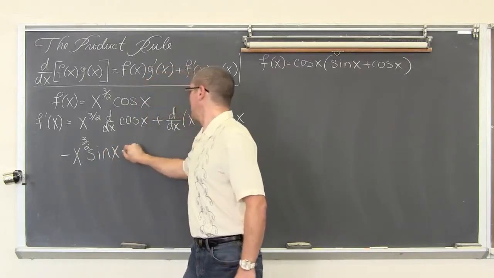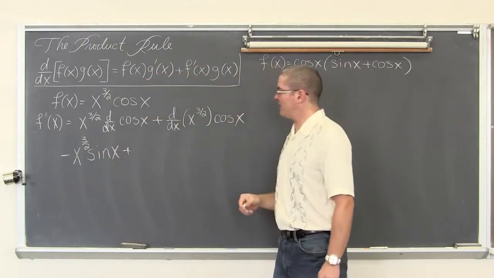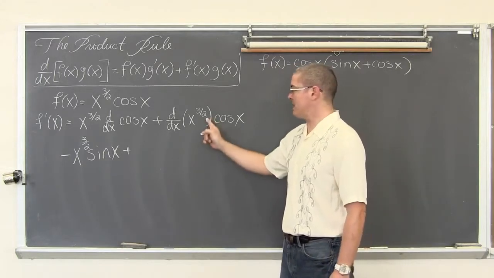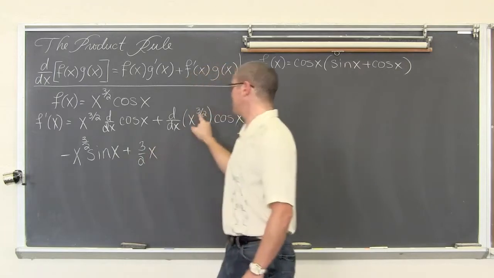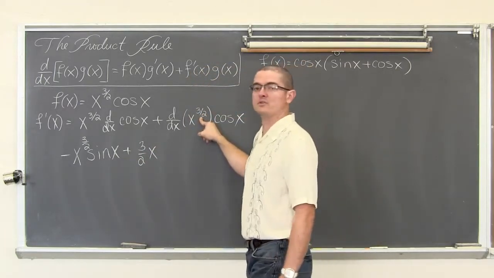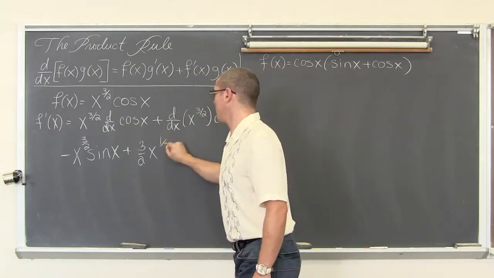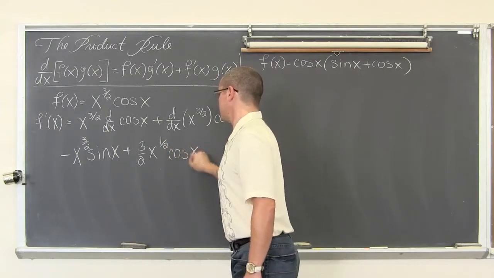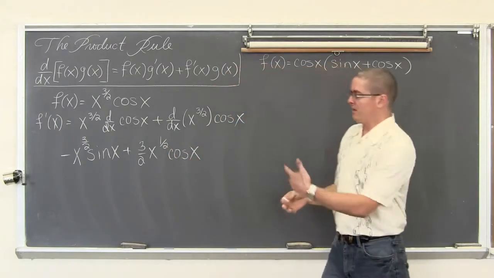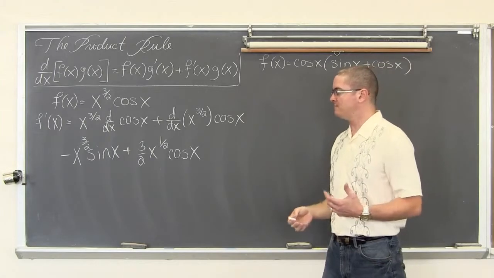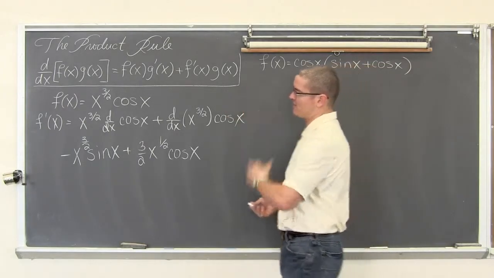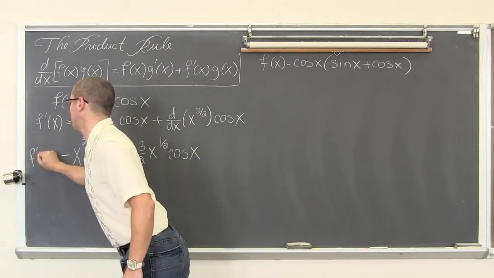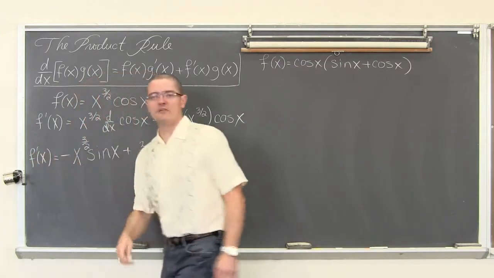Sine x plus the derivative of x to the 3/2 power. We're going to take that exponent, move it out front, have it be 3 over 2, and reduce that exponent by 1. 3 over 2 minus 1 is 1 over 2, times cosine of x. That's it. If you wanted to write this so that you were back in radical notation, you could, but that's perfectly acceptable and correct for the derivative of f of x.